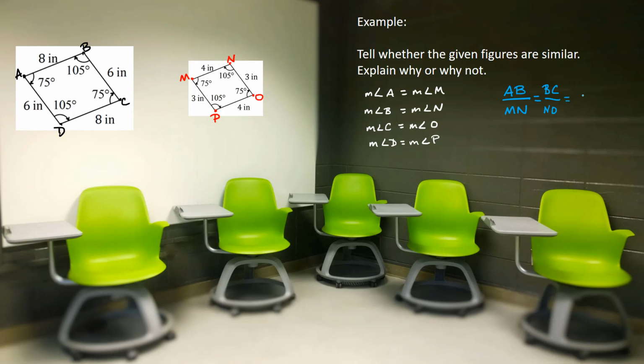compared to CD, and I'm just going around each of the figures here and listing the corresponding sides as a ratio comparing to each other. And then we have side AD over side MP.